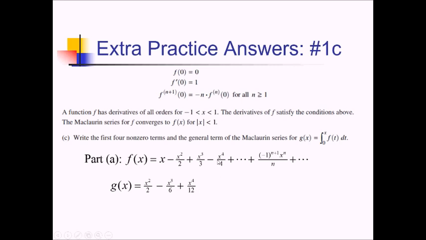And now we're going to have, let's see here, x to the 5th over 20 that we're subtracting. And more generally, we're going to have negative 1 to the n plus 1, x to the n plus 1, all over n plus 1 times n. And that's all they asked for.